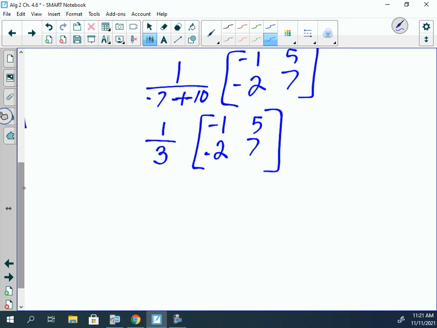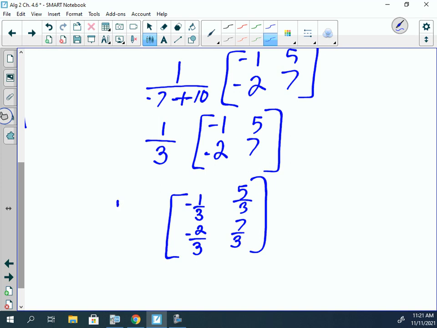Any questions on how we got to this here? And the last thing we need to do is multiply through by 1/3. So we'll have negative 1/3, negative 2/3, 5/3, and 7/3.